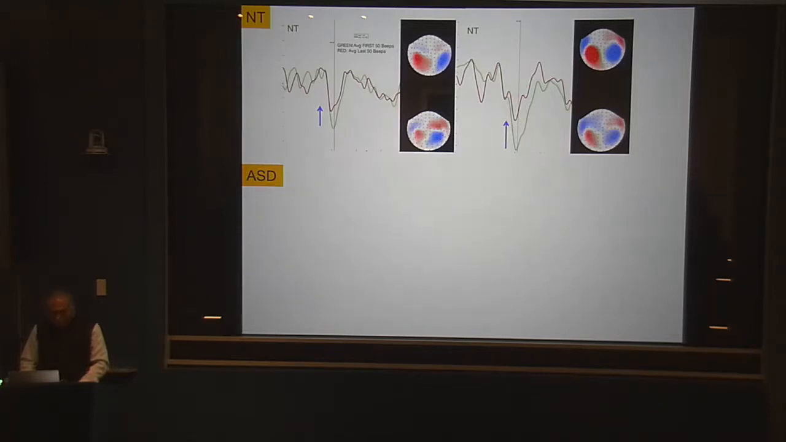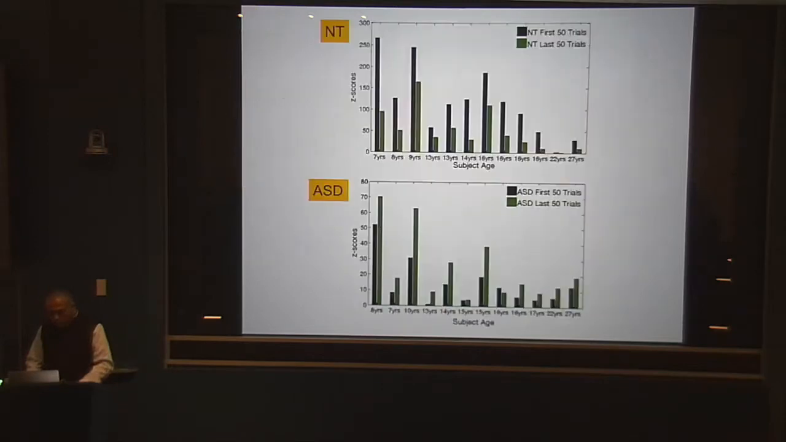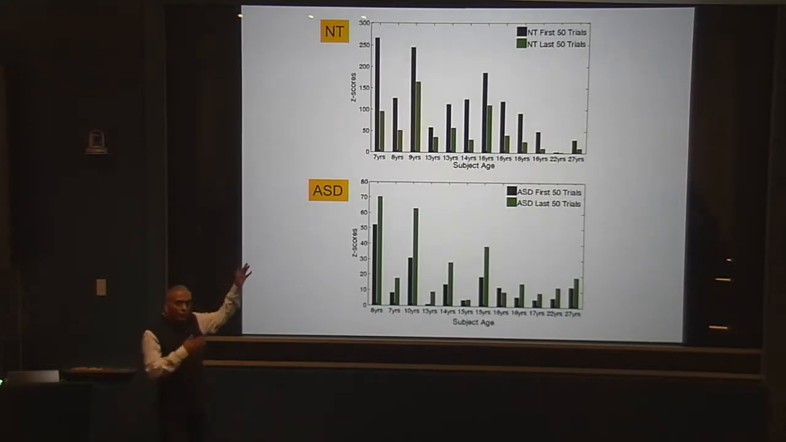With ASD participants, we see an increase in amplitude. And again, if you plot the data across all of the subjects, what you're seeing here is the average amplitude at the beginning of the sequence and the average amplitude towards the end, black versus green. With the neurotypicals, you see that amplitude decreases, whereas with the autistic subjects, you see that amplitude increases.